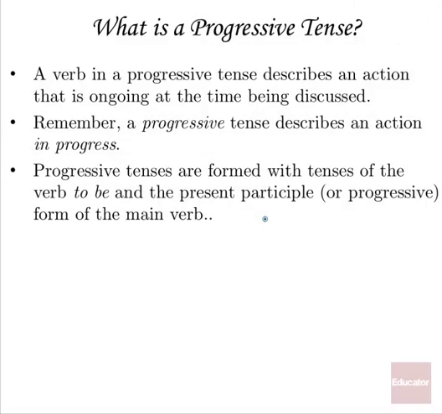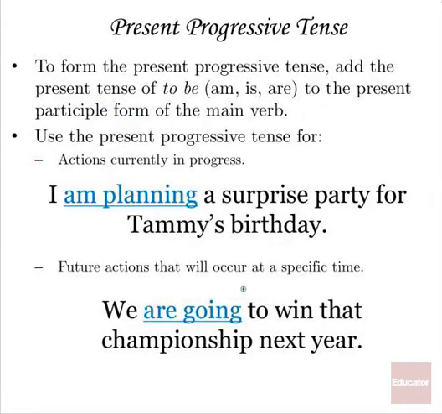All right, to begin with, what is a progressive tense? Well, a verb in the progressive tense in English describes an action that is ongoing at the time being discussed. Now, remember, a progressive tense describes an action in progress. That's where we get the name. Progressive tenses are formed with tenses of the verb to be and the present participle, or progressive, form of the main verb. Now remember, the present participle forms are the forms that include the ing suffix. They describe ongoing actions.